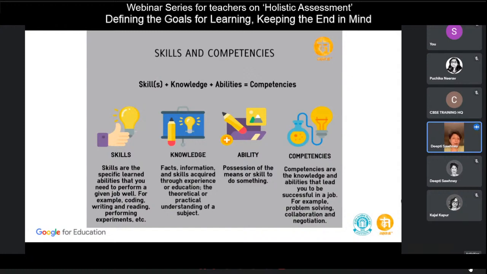How am I going to achieve them? Namely, what are the progressive pedagogies that I'm going to use? And what are the skills and competencies that will be tested in this scenario? So your skills, your knowledge of those skills, and your ability to perform, to execute, to showcase that skill is your competency. How well do you do that?